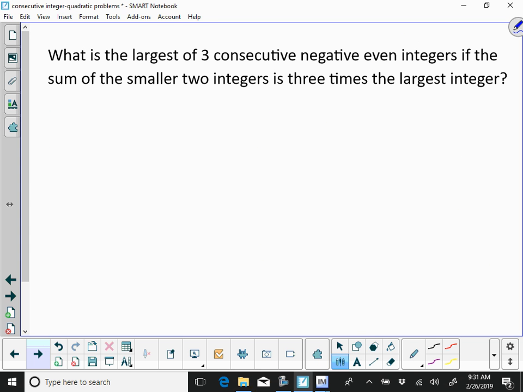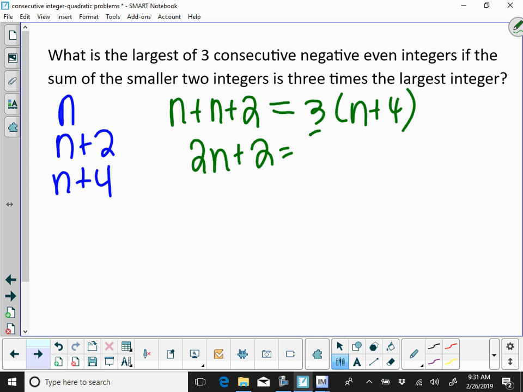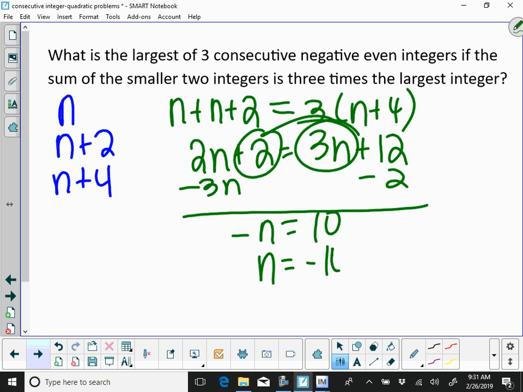A 3 consecutive negative even. Okay, so still n plus 2, and n plus 4 because it was even. Okay? If the sum of the smaller 2 this time, so what does that mean? You add n and n plus 2, right? Is 3 times the largest. So do I have to multiply and set it equal to 0 here? No, because I don't have a squared term. So I'm going to move that over. Okay, so that gives me negative n equals 10, so n should equal negative 10.